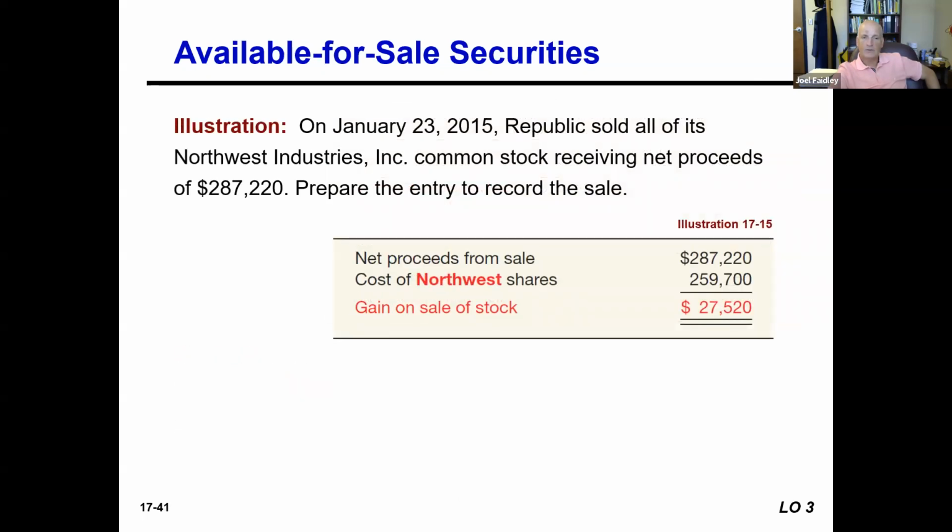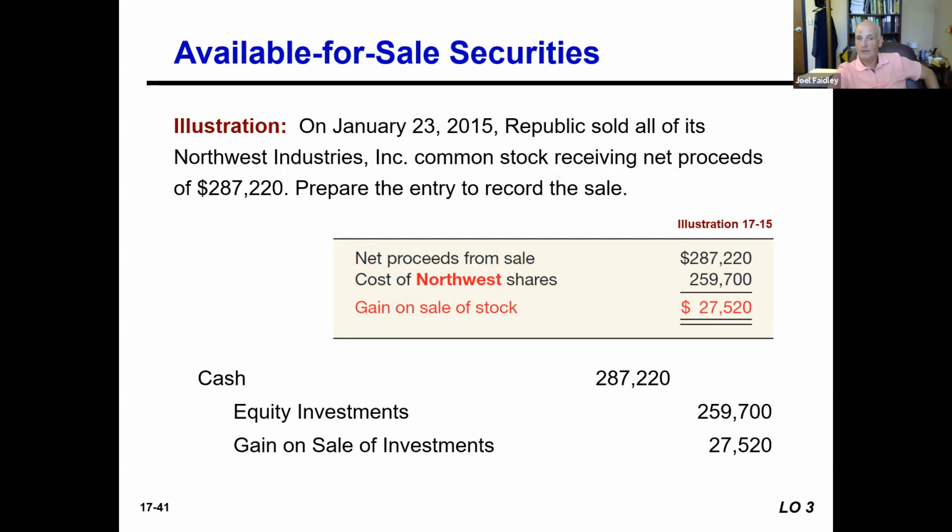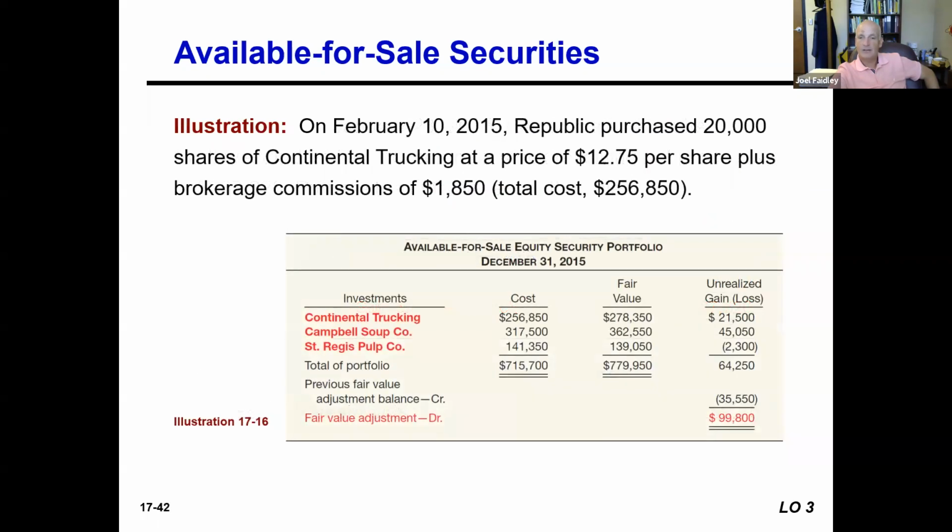All right, they sold all their Northwest stock. So we have a realized gain, don't we? So we debit cash for the amount of the cash proceeds from selling that, and we take it off our books at cost, the $259.7, and then there's my gain on the actual sale of investments. Then we had the same issue that we had over there with the bonds, don't we?